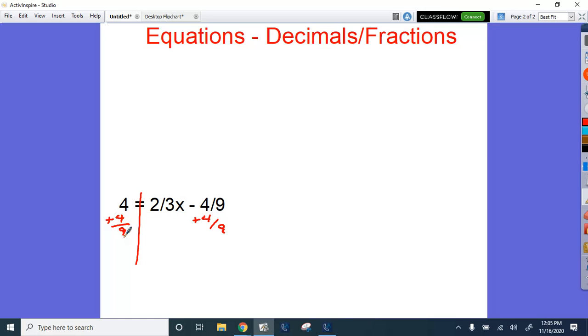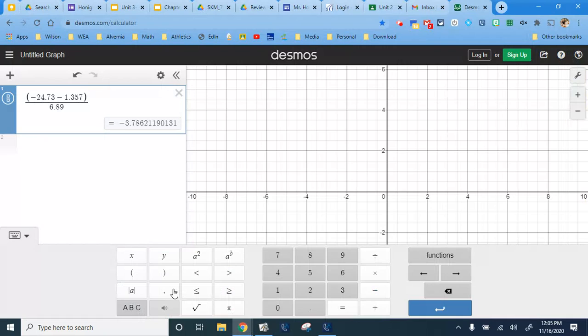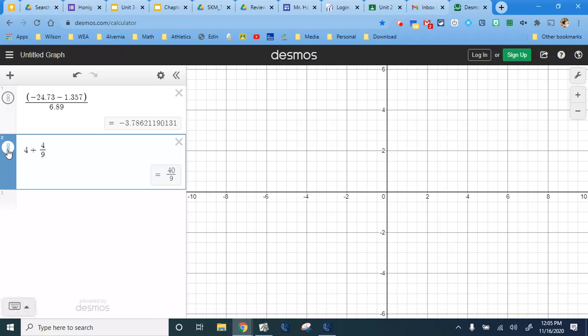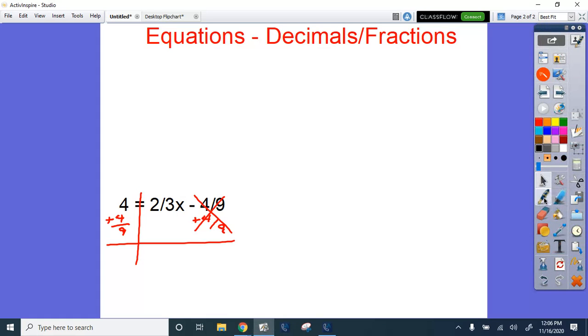Okay? Now, if you didn't know what 4 plus 4/9 is, you can certainly go into your graphing calculator down here, and you can type in 4 plus, and then you can type in the fraction 4/9. It's going to give you 4.4 repeating, so if you're not sure what fraction that is, click the little fraction button. You have 40 over 9, or I also know that that is 4 and 4/9. Okay? I'm going to leave it as 40 over 9 just because I'm going to use that calculator here. So I'm going to make it 40 over 9.